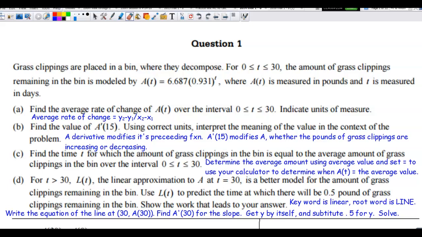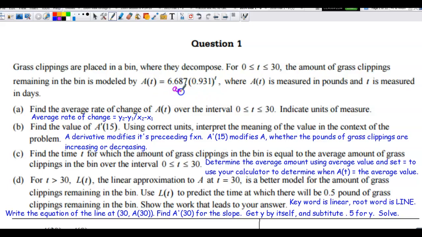Question number 1 is a calculator question, and question number 3 is not a calculator question. So let's take a look at the prompt in number 1. In number 1, we see that grass clippings are placed in a bin where they decompose. For the time interval 0 to 30, the amount of grass clippings remaining in the bin is modeled by A of t equal to this exponential function.